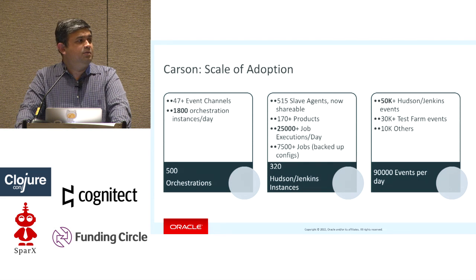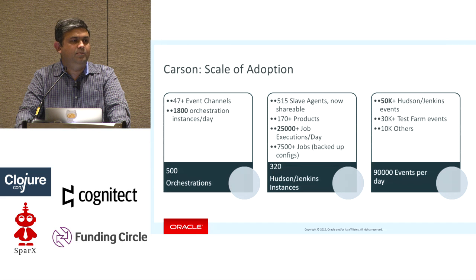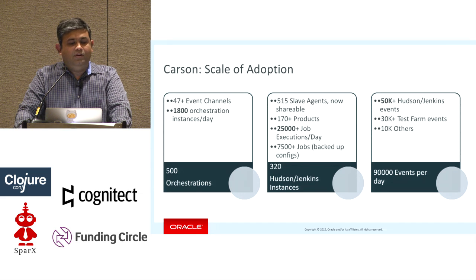We share slaves between our Hudson and Jenkins instances. We use Mesos for doing that. But we have close to 600 slaves, so you can imagine even if you have 10 jobs per slave, that's a fairly high number. And we run about 1,800 orchestration instances per day. There are 500 different orchestration definitions that are currently available, and the number is only going up.